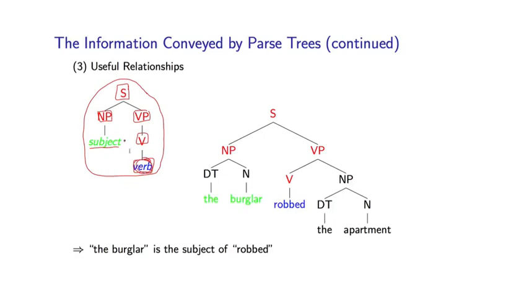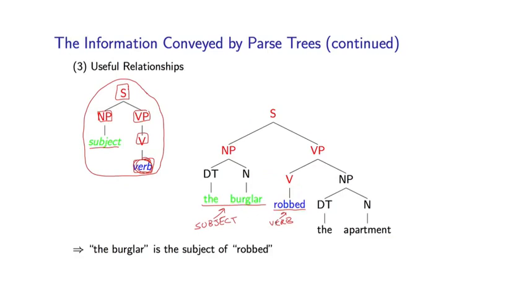So let's apply this to this tree. We can apply this template and see that robbed is a verb, and moreover, the burglar is the subject of that verb. So these trees make this particular relationship, subject-verb, completely transparent. If I can recover this parse tree, I can simply read off, or identify fragments of the tree where I see this template and read off relationships such as subject-verb.